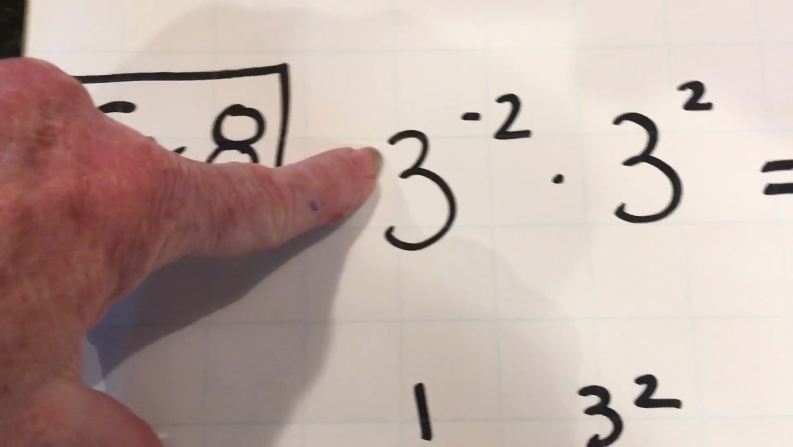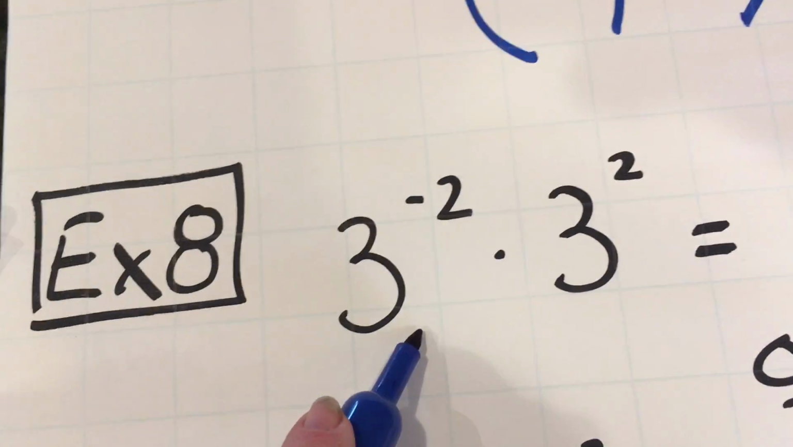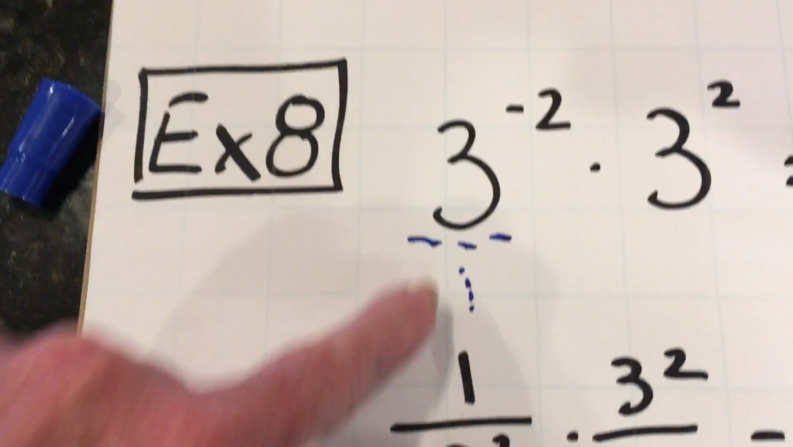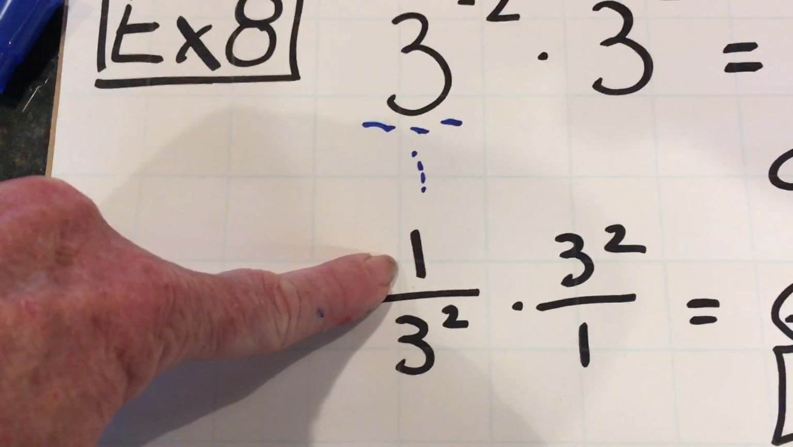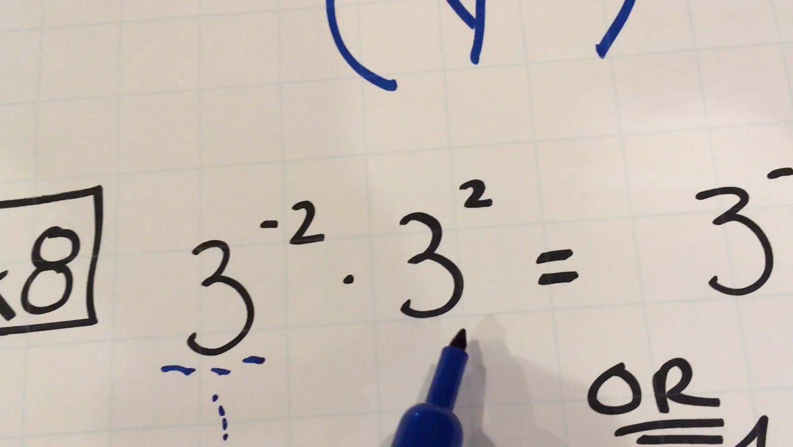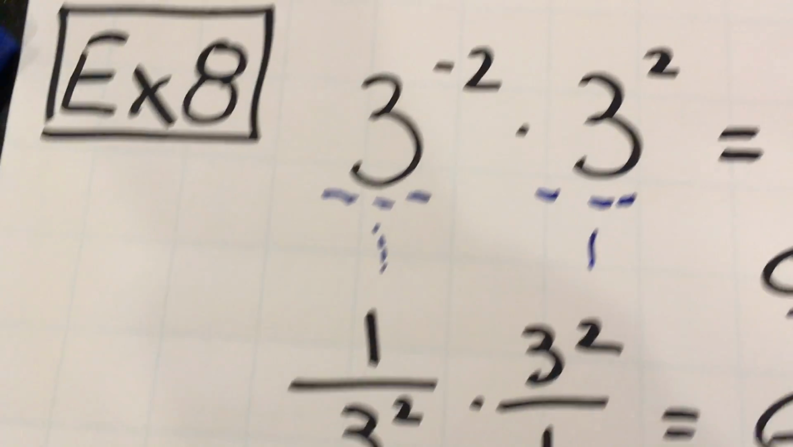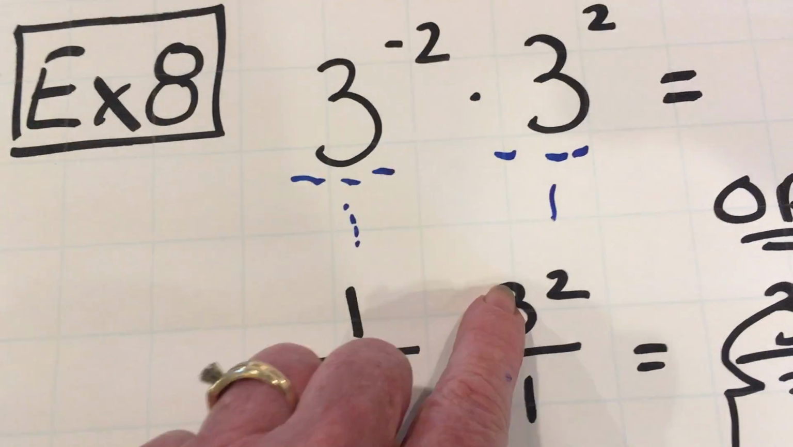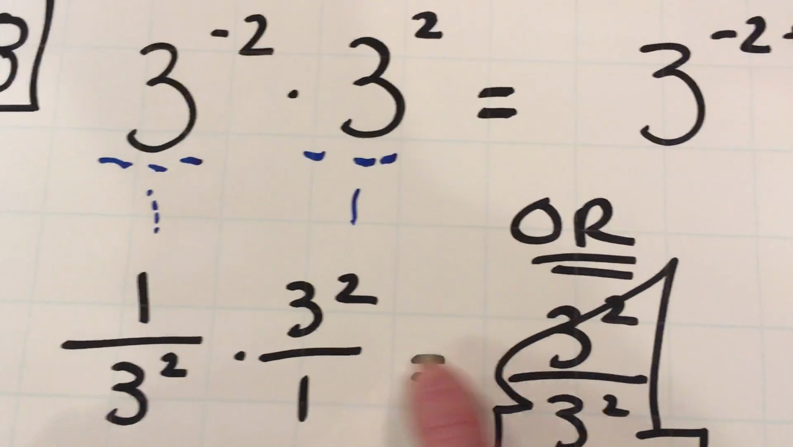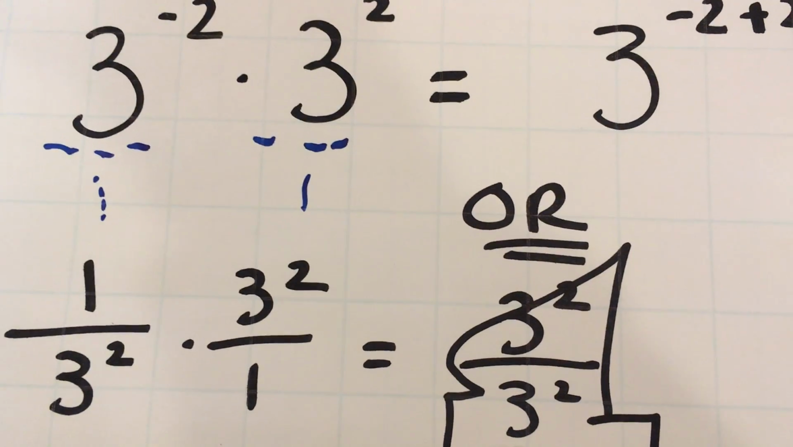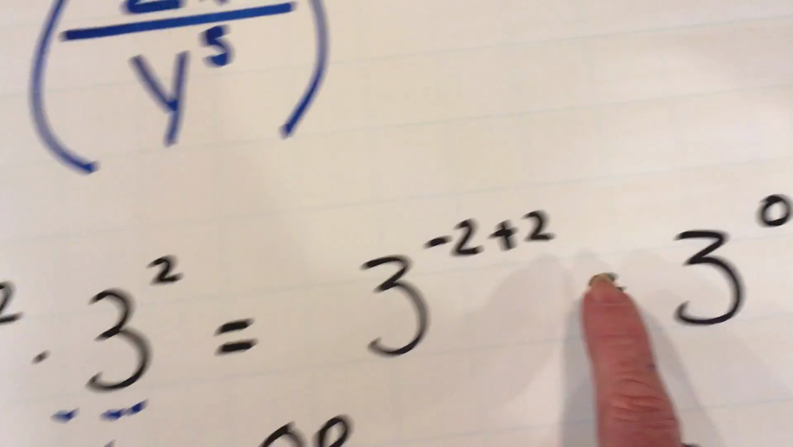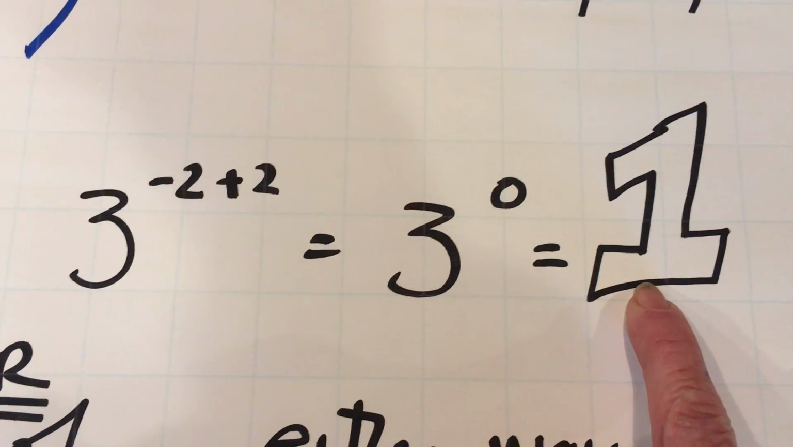Or we can take this 3 to the negative 2, make it a fraction by putting it over 1. We know that that 3 does not want to be in the numerator, so we're going to move it down to the denominator. Leave a 1 as the placeholder. The second 3 was happy where it was at. We're going to put it as a fraction over 1. So we end up with 1 over 3 squared times 3 squared over 1. When you multiply fractions, you multiply straight across. We end up with 3 squared divided by 3 squared, which is 9 divided by 9, which gives me again 1. Anything to the 0 power is going to give me 1.